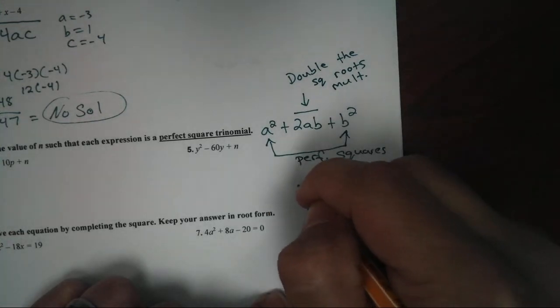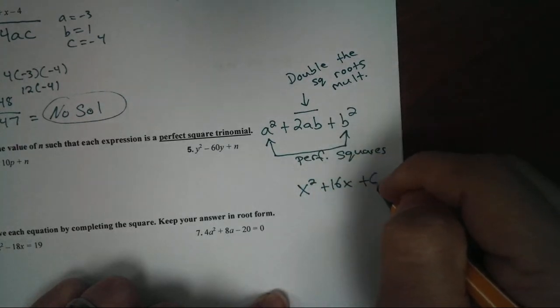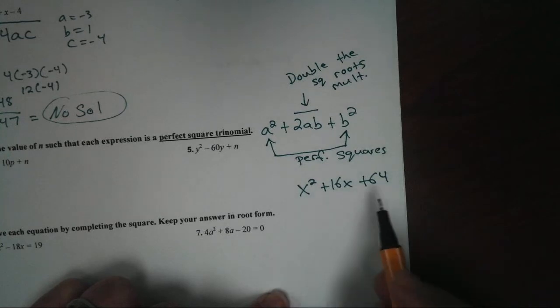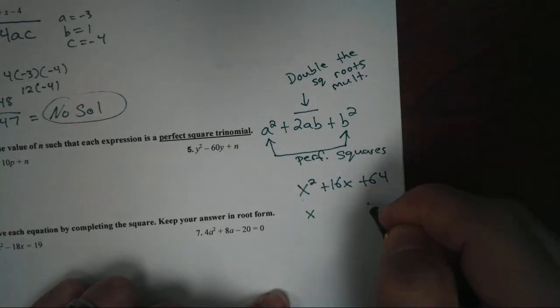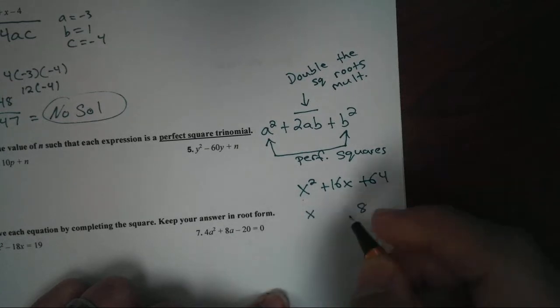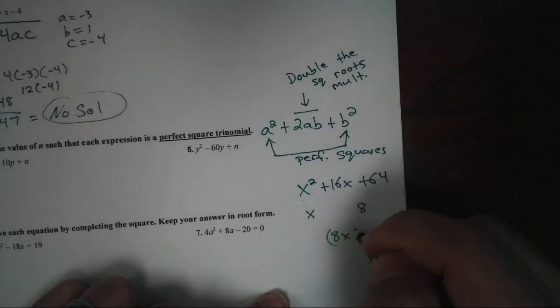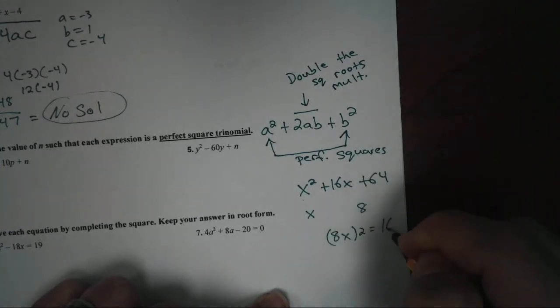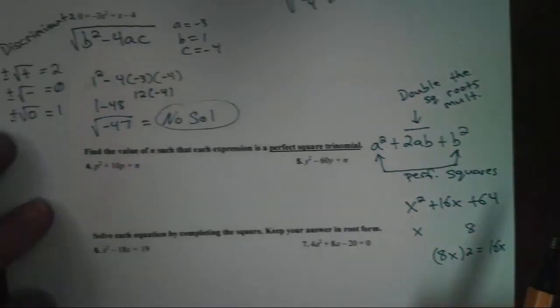So for example, x squared plus 16x plus 64, that's a perfect square trinomial. The square root of x squared is x, square root of 64 is 8. So if we multiply 8 and x, we get 8x. Now if we double it, we get 16x, which is what we have here. So that's what makes a perfect square trinomial.